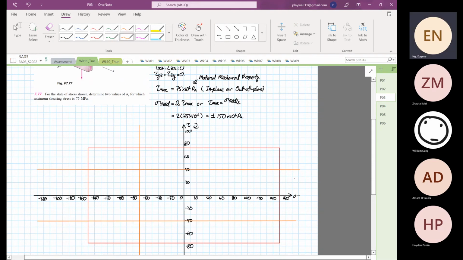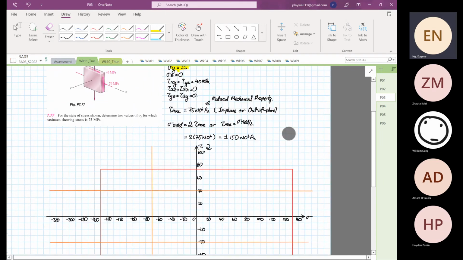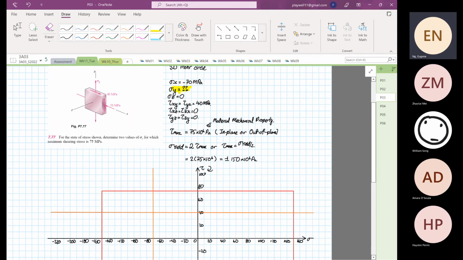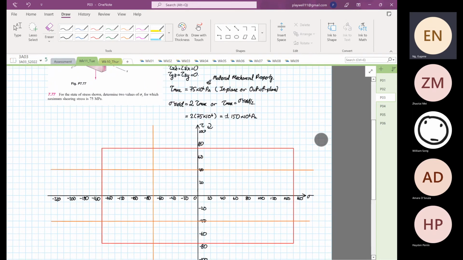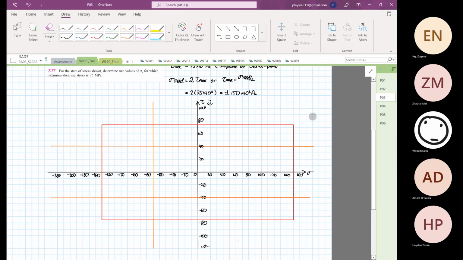Okay. So we are aware that point X, so I'm going to label this point X, point Y, and this is our point Z. And our point X, the element is rotating in an anti-clockwise direction. Okay, so this is our point X.